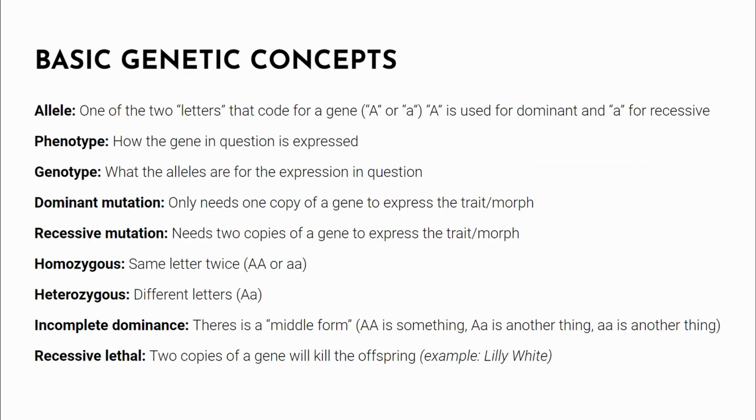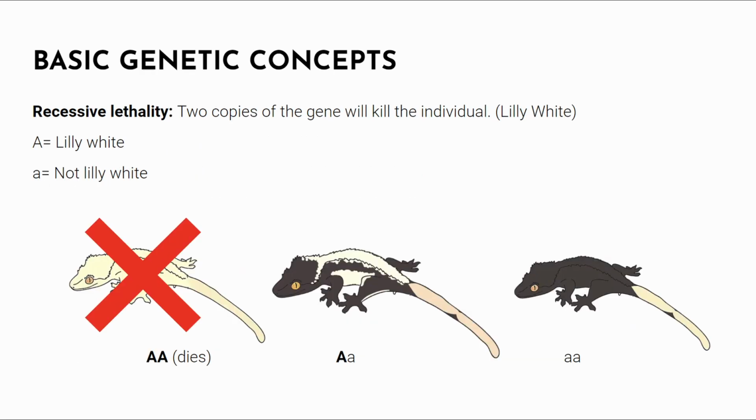A recessive lethal mutation is a mutation where the genotype big A, big A, meaning two copies of the gene, is dead. So two copies of the gene will kill the offspring. An example of this is the lily white gene. Small a, small a is no lily white because it has no copies. Big A, small a is lily white, and big A, big A would be a dead super lily white.